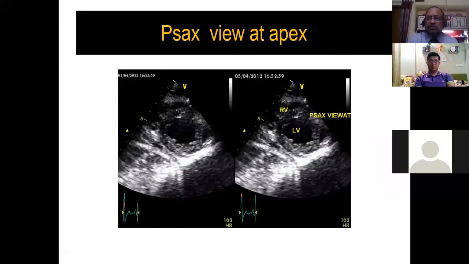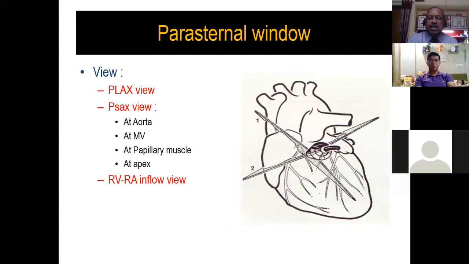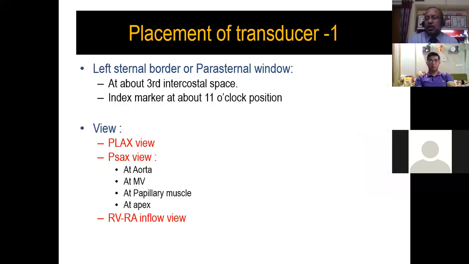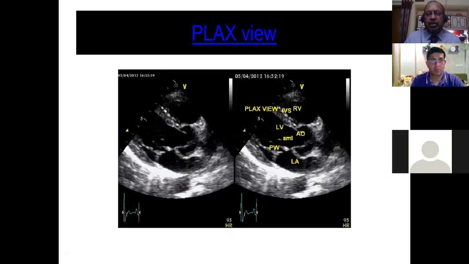If I look at all these windows together, let me recapitulate what are the views which we started looking at. First parasternal window is left third intercostal space. Index marker at 11 o'clock position. What do we derive? We derive the PSAX view. It consists of the parasternal long axis view, then RV RA inflow view, and the parasternal short axis view at aorta, mitral valve, papillary muscle, and apex. And all these views have certain definite importance. Let me show one by one all views in your presence again.